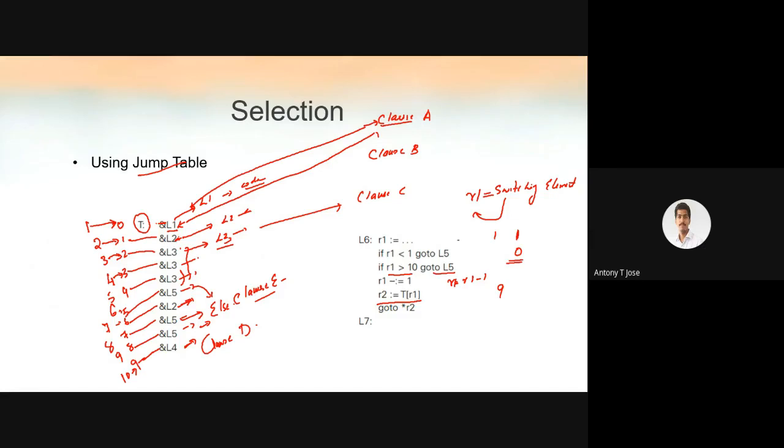So here you are just using a table, and in the table you are storing the address of the program code that needs to be executed. Clear? So R2 equal to T of R1. R2 will have the address of the code to be executed, and you are writing go to star R2. So if I write go to star R2, the corresponding code will be executed. Clear? So this is how the case statements will be executed based on a jump table.